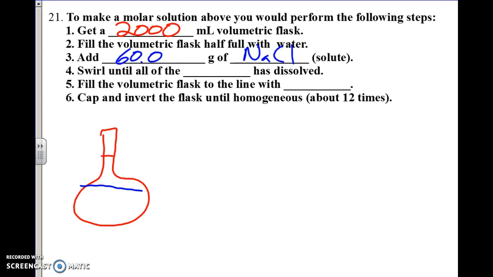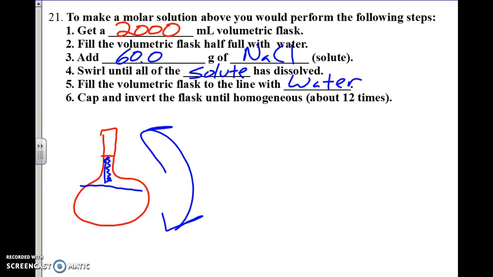We would swirl it around until the solute has dissolved. We would then fill the volumetric flask to the line, so we would add water all the way up to that line. And then we would flip it back and forth, upside down, right side up, about 12 times. That's how long it takes to completely make it a homogeneous solution.